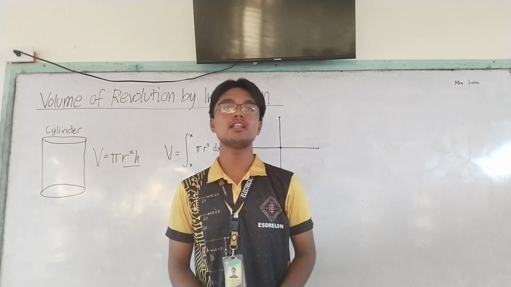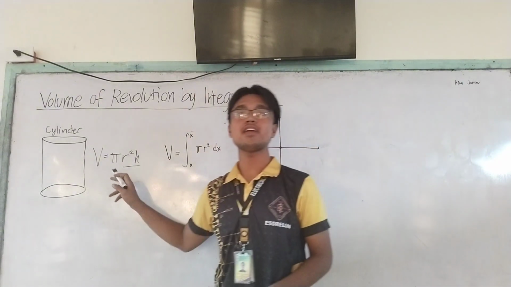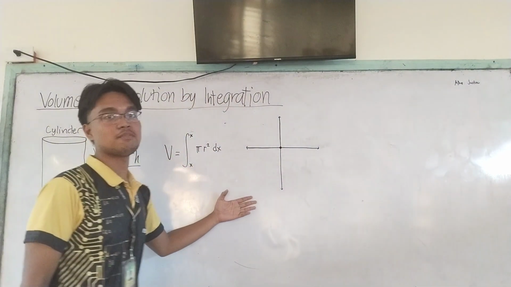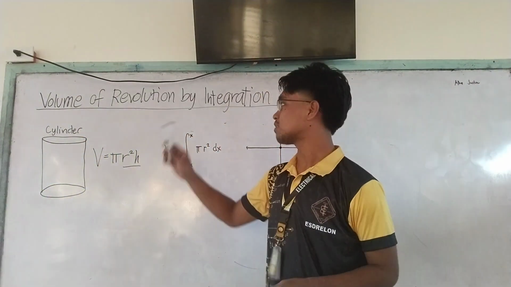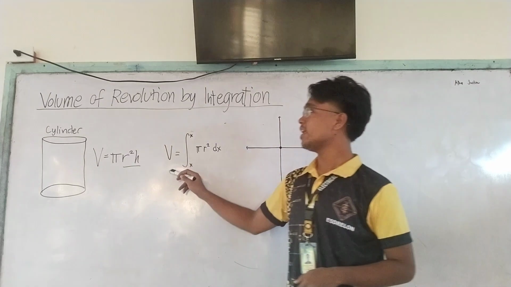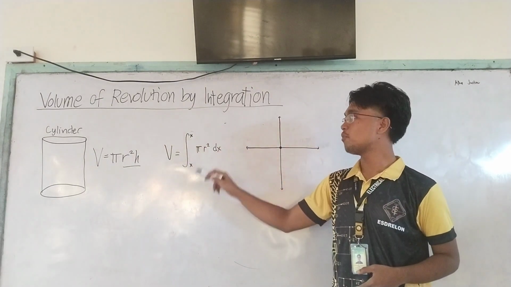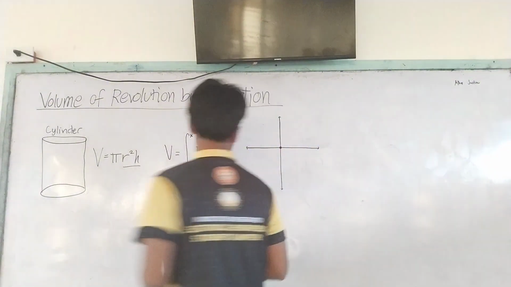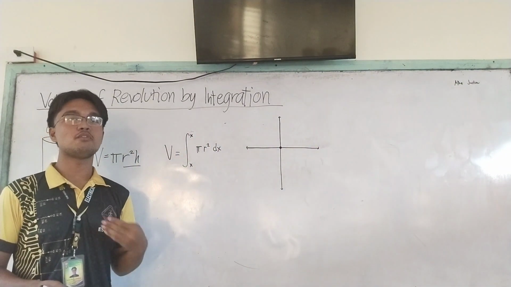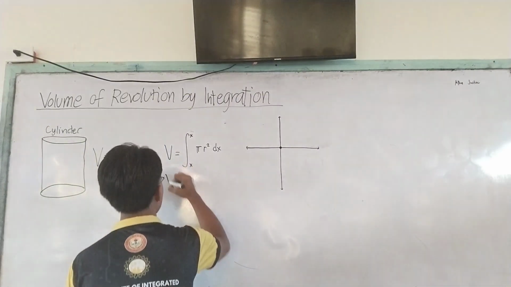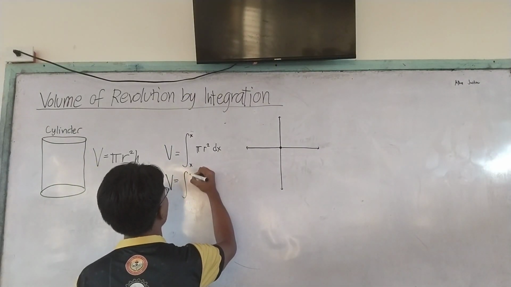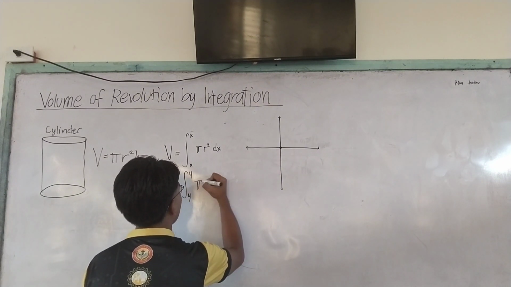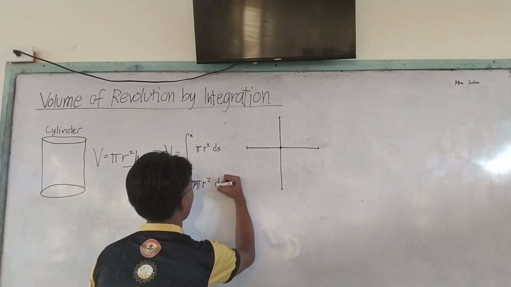The volume of a cylinder is V equals pi r squared times height. But since we are in the concept of integrals, the integration of this formula is V equals the integral from the lower limit to the upper limit of pi r squared dx. If the lower limit and upper limit are on the y-axis, then V equals the integral from lower y to upper y of pi r squared dy.